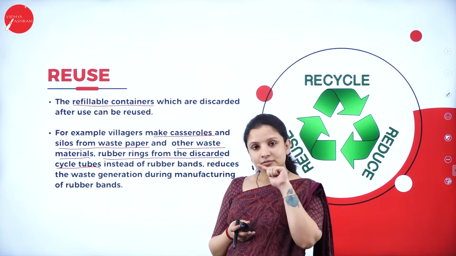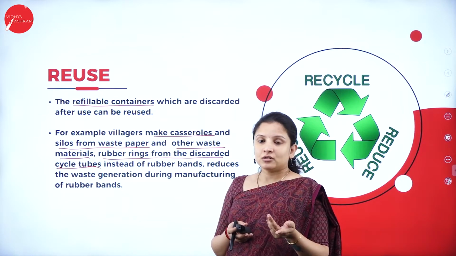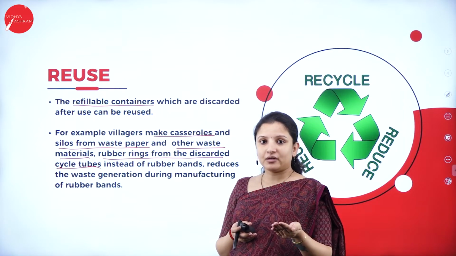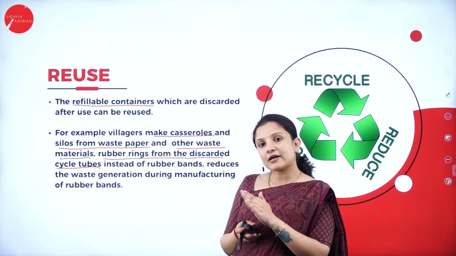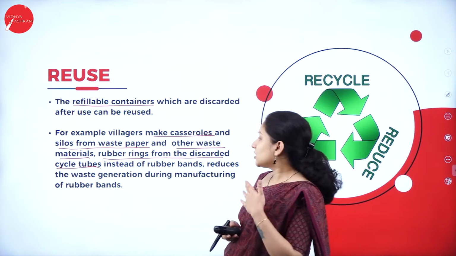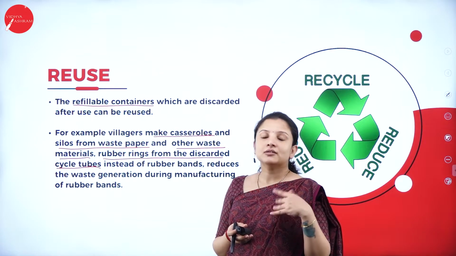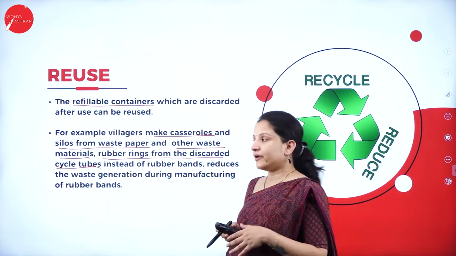Just like that, small bands can be made so that we can use them. So when these cycle tubes are converted into rubber rings and used, then we don't have to manufacture rubber bands again, right? If we stop the manufacturing of rubber bands, then we are stopping the waste generation, that is, solid waste generation.